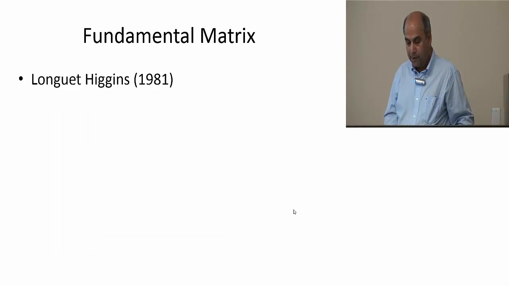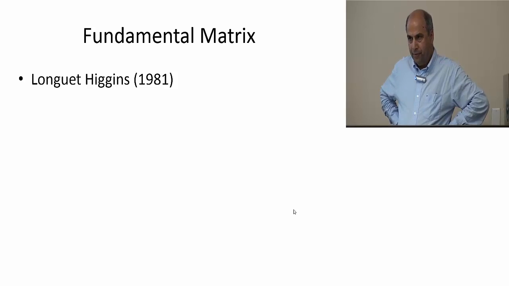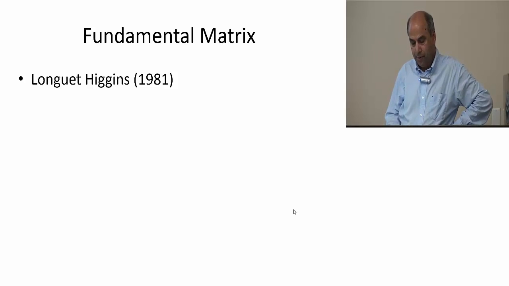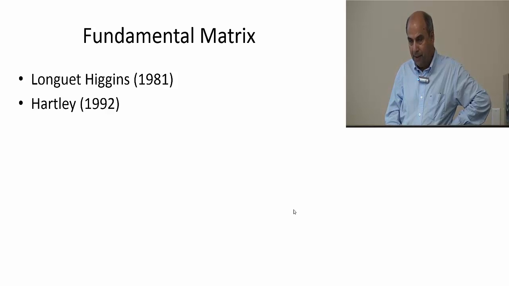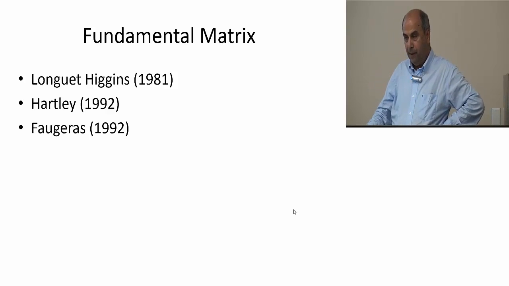So fundamental metrics was introduced by Longuet-Higgins, he's a British researcher, in 1981, and he actually introduced it as an essential metrics, and we are going to talk about that. And he had a paper in Nature, which is a very prestigious journal, as you know. Then in 1992, simultaneously, Richard Hartley and Olivier Faugeras, they came up with the fundamental metrics.